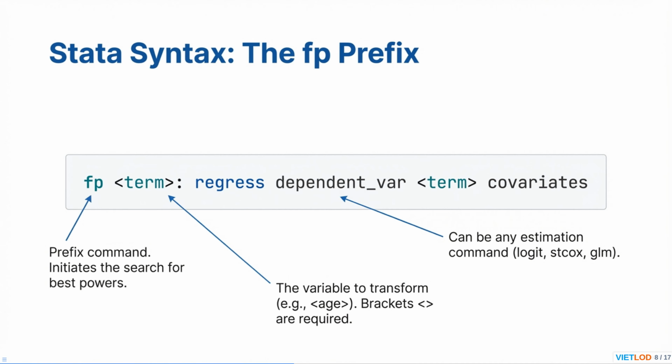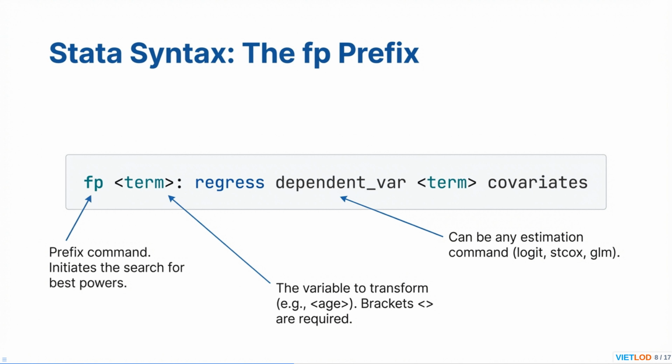In Stata, implementing fractional polynomials is straightforward using the FP prefix command. This command initiates the automated search for the best powers from the predefined set we discussed earlier. You specify the variable you want to transform within angle brackets, for example, <h>. These brackets are required to distinguish the variable being transformed from other covariates.